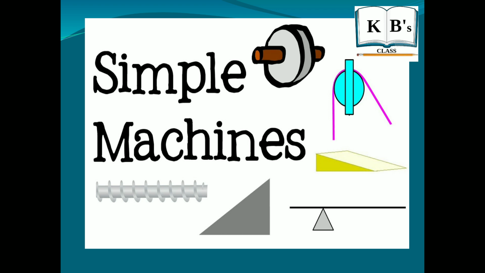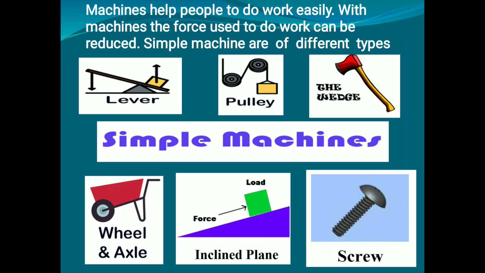Now let's study the simple machines. These machines are very useful to us. The machines help people to do work easily. With machines, the force used can be reduced. The simple machines are of different types: lever, pulley, wedge, wheel and axle, inclined plane, and screw are the examples of simple machines which we use daily, and they make our work much easier.